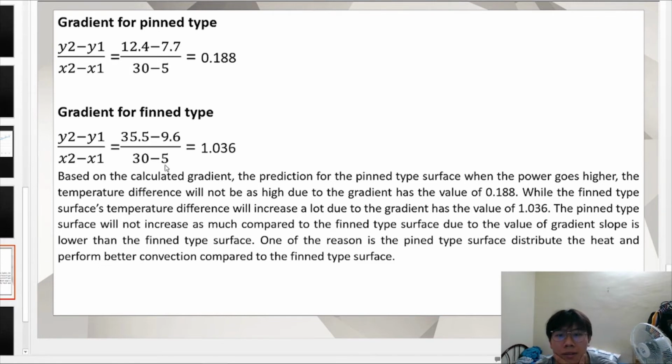So based on the calculated gradient, the prediction for pin type surface, when the power goes higher, the temperature difference will not be as high due to the gradient is only having a value of 0.188. So for the fin type, as the power goes up, the temperature difference will increase a lot due to the gradient has a value of 1.036 and it's greater than the pin type. So the pin type surface will not increase as much compared to the fin type. So one of the main reasons is the pin type distribute the heat and perform better convection compared to the fin type surface.